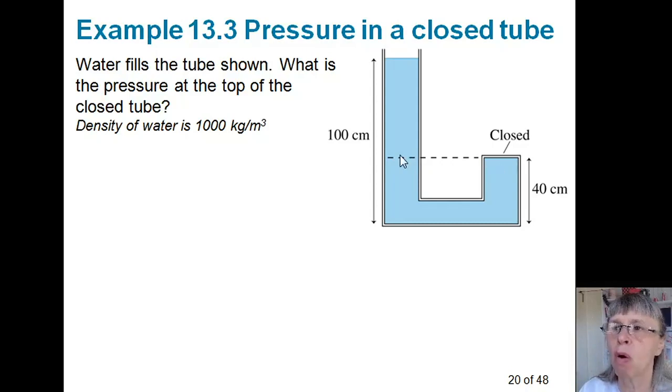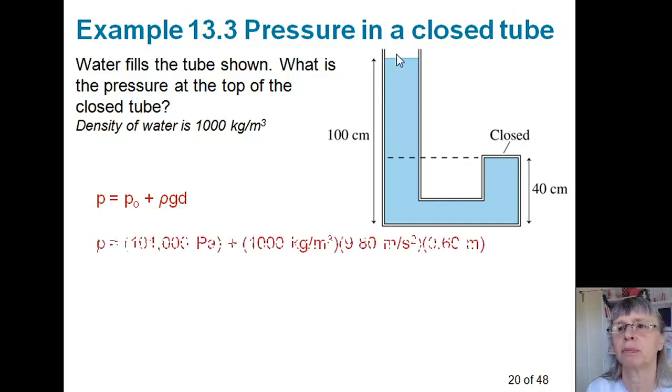So once we draw a horizontal line, then we can use the equation for our static pressure. Total pressure is equal to ambient pressure plus rho g d. Then we can start substituting in what we know. So we're looking for the total pressure, and below the open end, we know that that's an atmosphere. So we'll put in 101,000 pascals for 1 atmosphere. It's open to the air. Then we've got the density of water, 1,000 kilograms per cubic meter. There's our g, and then the depth.